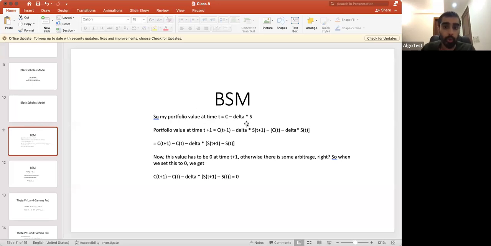Okay, so my portfolio value at time t is this: C minus, I've bought the call and I've sold delta amount of shares. So C minus delta, which is the number of shares that I've sold, times S, which is the stock price. This is my portfolio value at time t. And then this is just arithmetic, right? My portfolio value at time t plus 1 is going to be what? So this is the change of my portfolio.